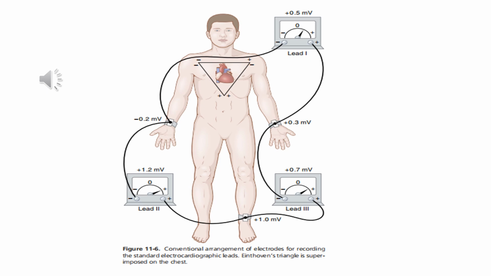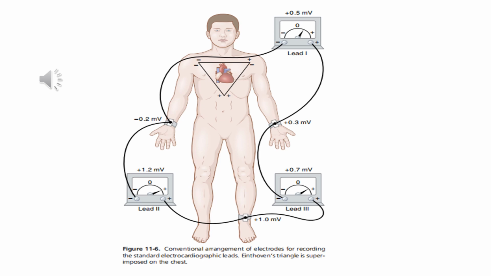Lead 3. To record limb lead 3, the negative terminal of the electrocardiograph is connected to the left arm, and the positive terminal is connected to the left leg. This configuration means that the electrocardiograph records positively when the left arm is negative with respect to the left leg.